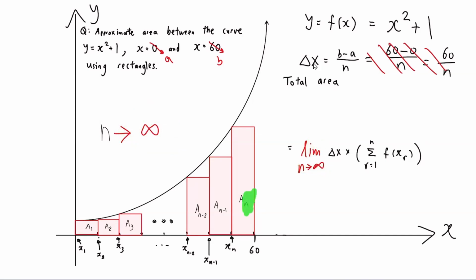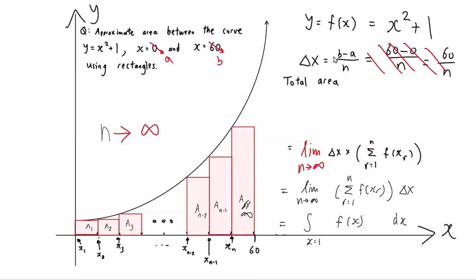Here I shouldn't stop at n. Actually, I should go on to infinity, it just goes on forever, so many of these rectangles. Then eventually, this will be exactly equal to, if you let me rearrange this notation a bit, the limit as n tends to infinity of the summation of f of xr as r goes from 1 to n, multiplied by our delta x. This is exactly equal to the integral of f of x dx from x equals 1 to 60.